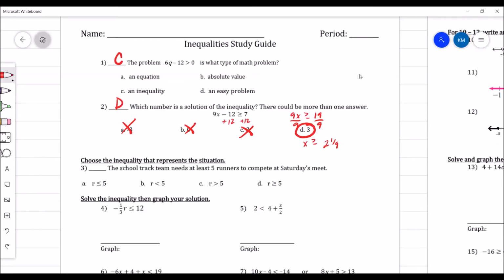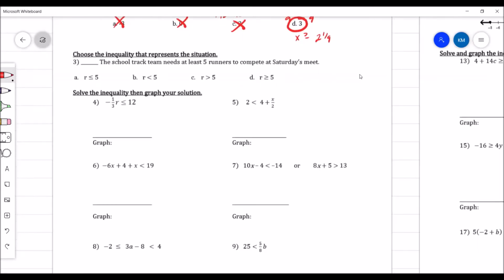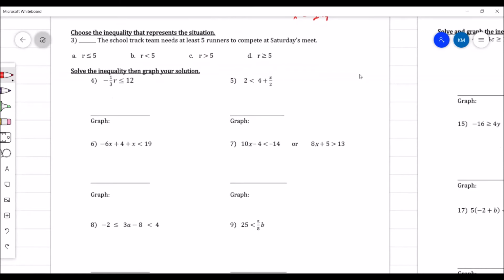Number 3 says the school track team needs at least 5 runners to compete at Saturday's meet. They want us to choose an inequality that represents the situation. At least 5 is okay, but more would be great. And so we want to make sure, nope, that's less. That would say that 5 isn't enough, but 5 is enough. It says 5 is okay. So D is our answer there.